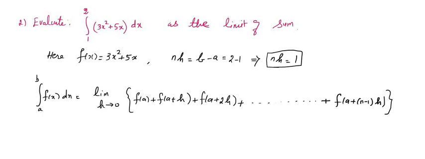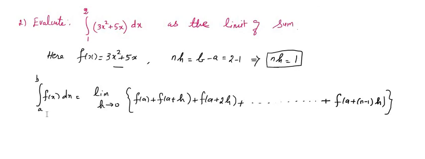Here f of x is 3x square plus 5x, I wrote. And nh, what is nh? Actually b minus a. B is the upper limit and a is the lower limit. Therefore, the upper limit is 2 and the lower limit is 1. B minus a, 2 minus 1. Therefore, nh is equal to 1. This is our first step.